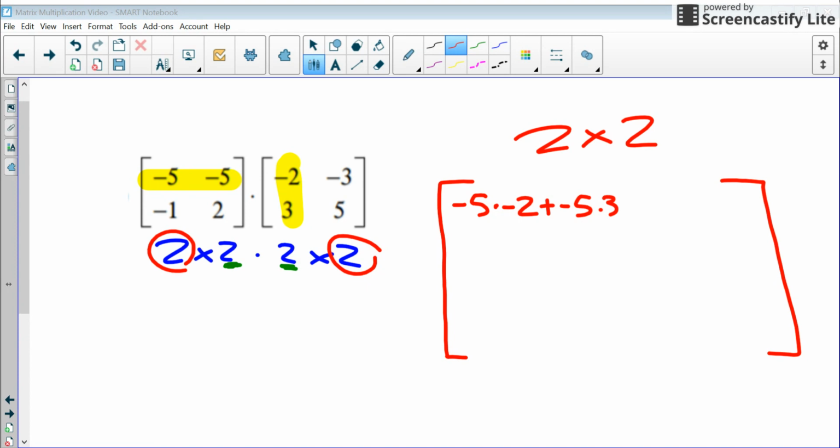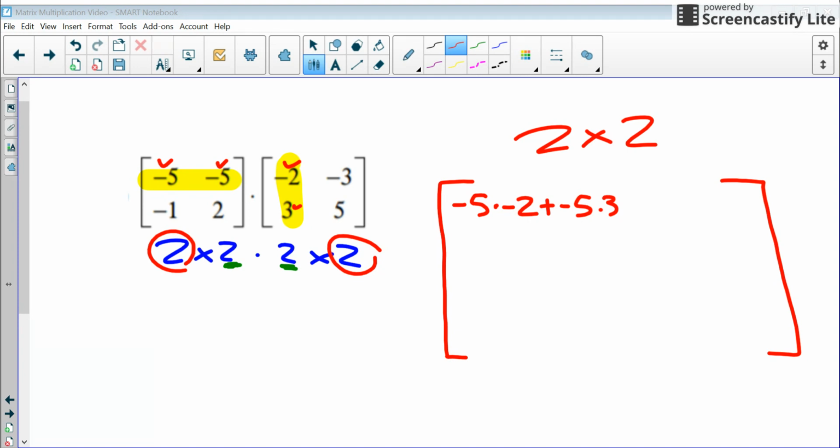So I paired together the first number in this column with the first number in this row, multiplied them, and added it to the second number in this row times the second number in this column. And again, it's all just giving me the top left number here.